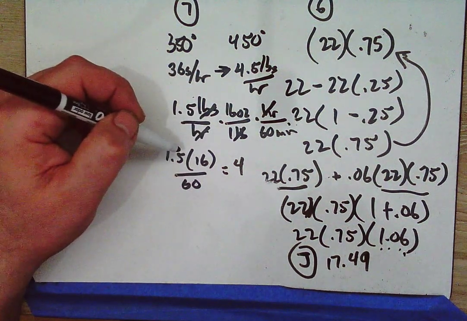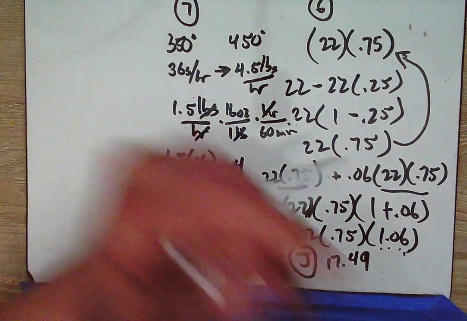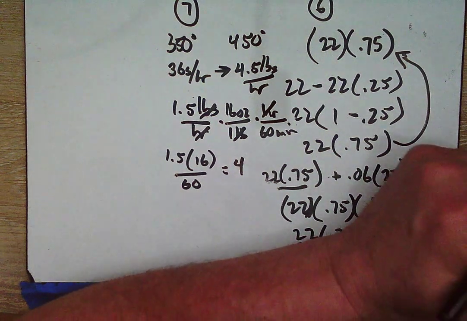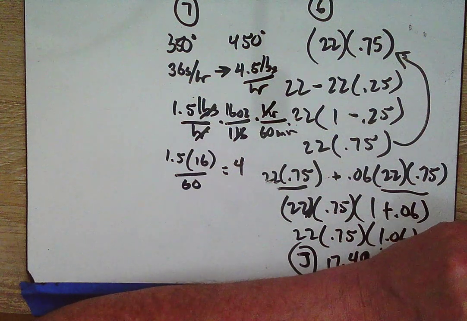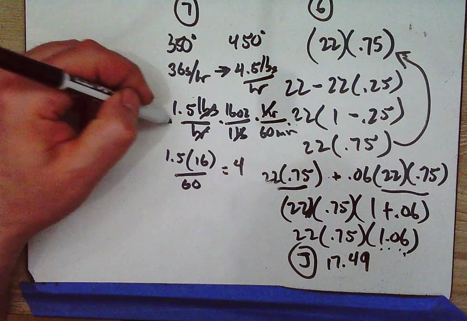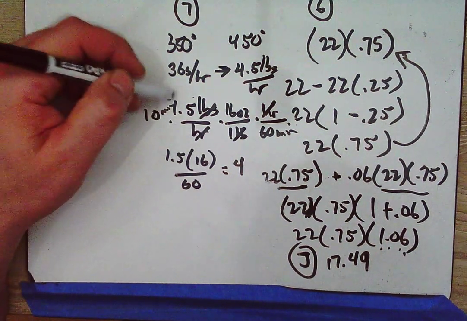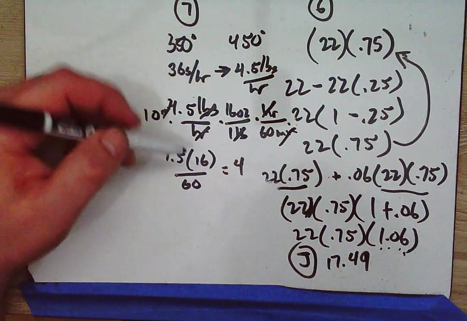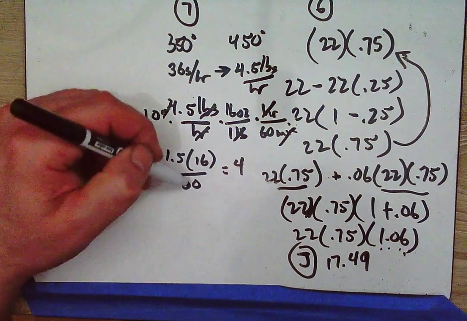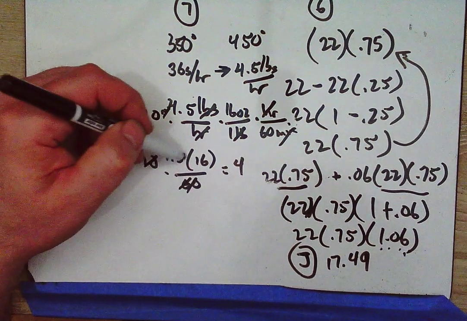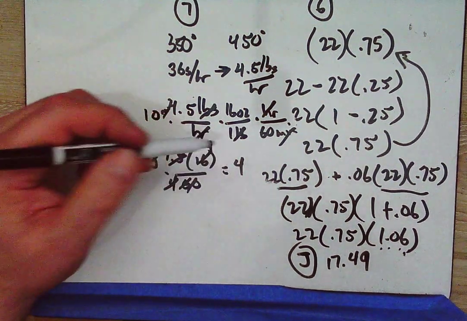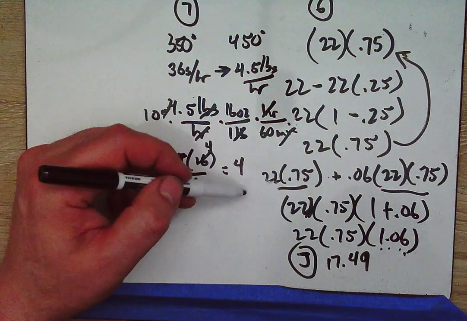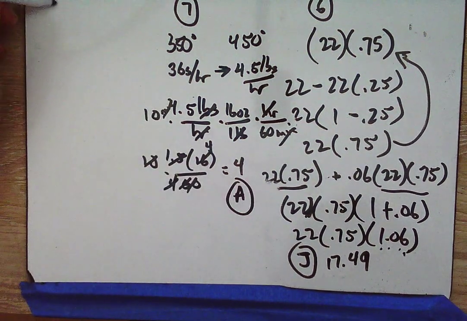So let's see. Why didn't that make sense to me just then? Oh, I forgot to multiply by 10 minutes. There we go. Times 10. So that cancels, and that cancels, and that cancels, leaving me 4. And 4 is choice A. 8.